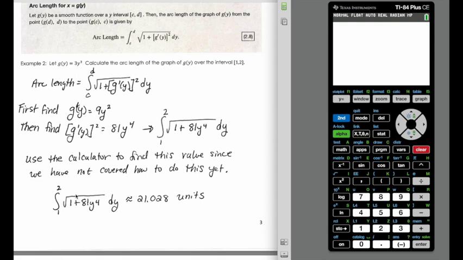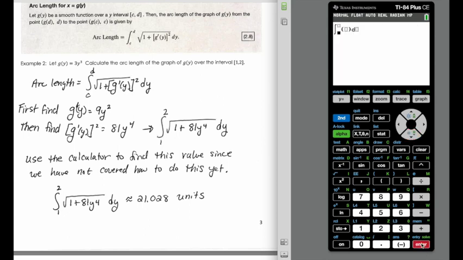All right, so for those of you who do not know how to use your calculator to find this value, what you want to do is go to the math button over here on the left side of your calculator, and then scroll down. On mine it says option number 9, where it says FNINT for function integration.